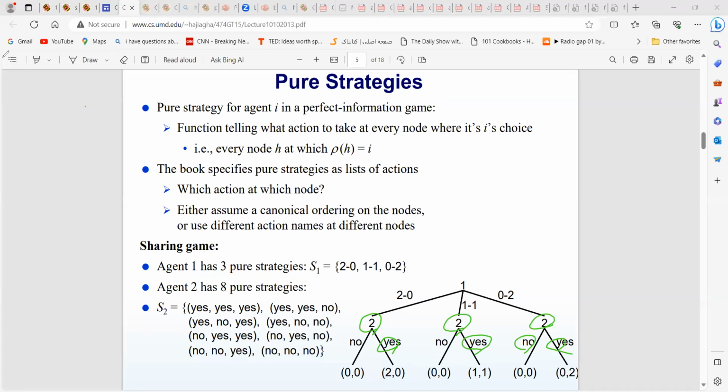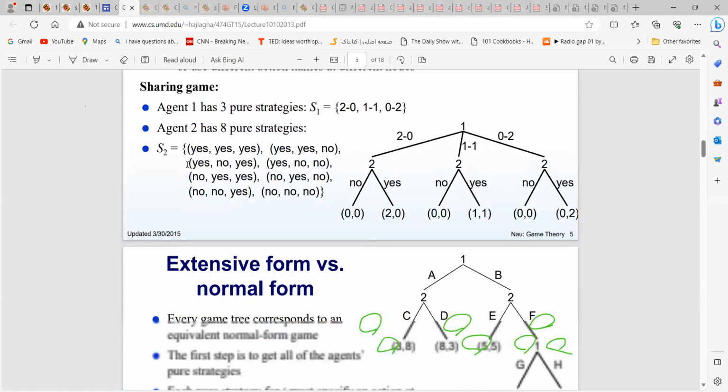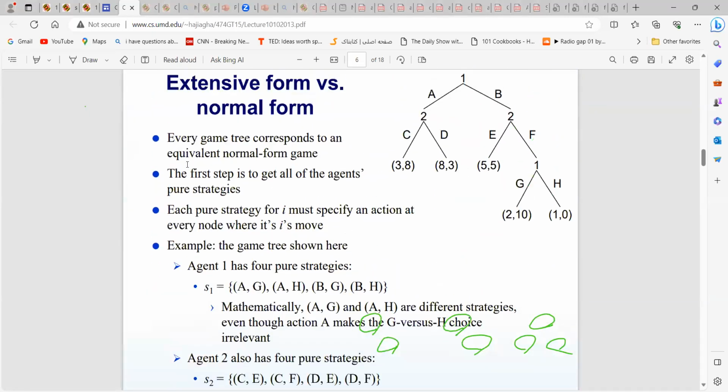Good. But still, we need to say what the matrix is and what the insight is, like you said, what the things are that the people are considering. On top of that, we need to say what the utilities are on each cell of the matrix and how we can get them.